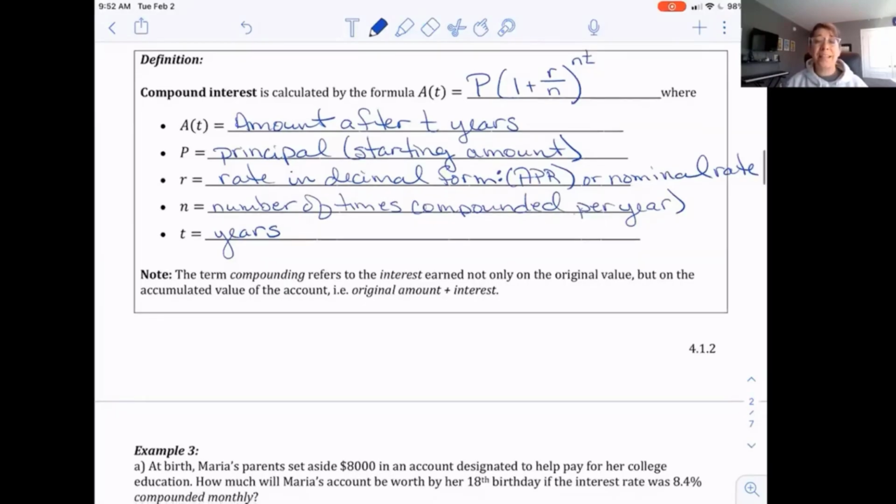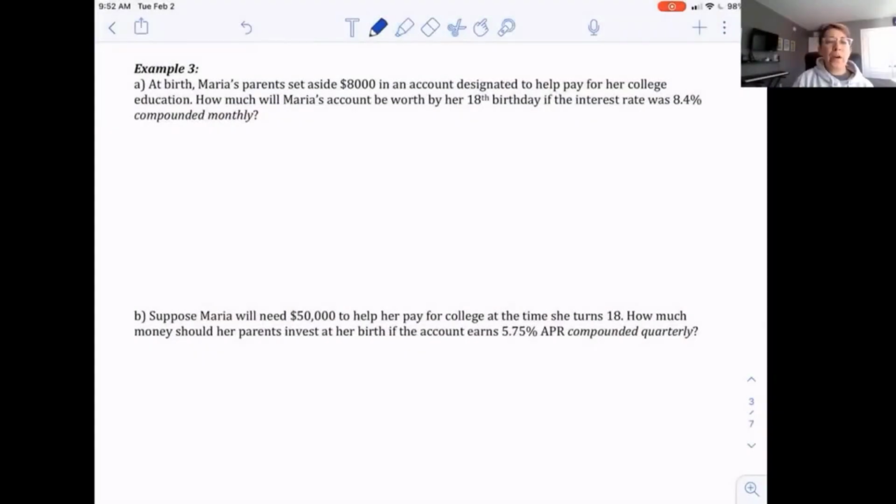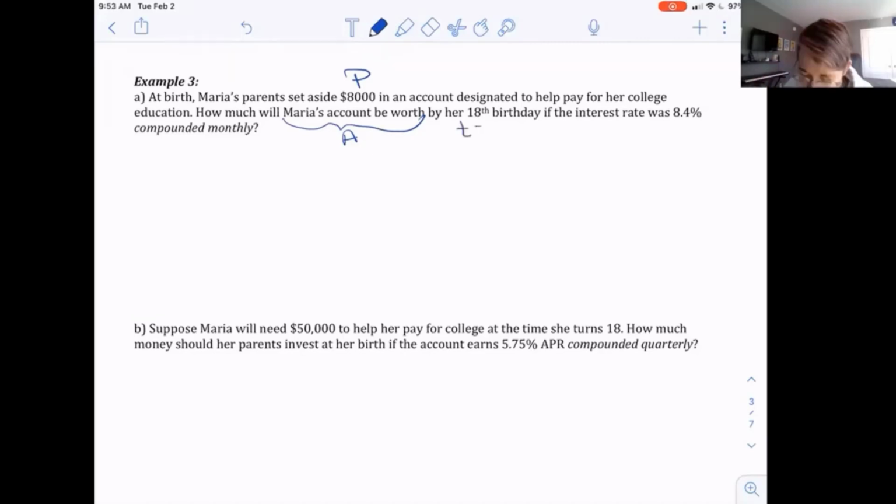Let's take a look at example 3. At birth, Maria's parents set aside $8,000 in an account designed to help to pay for her college education. That would be your initial amount. Okay, you deposited $8,000. How much will Maria's account be worth? So that's asking us to find the account balance at the end by her 18th birthday. Now that sounds a little bit tricky, but they gave it to her at birth, 18 birthdays. That means 18 years later.